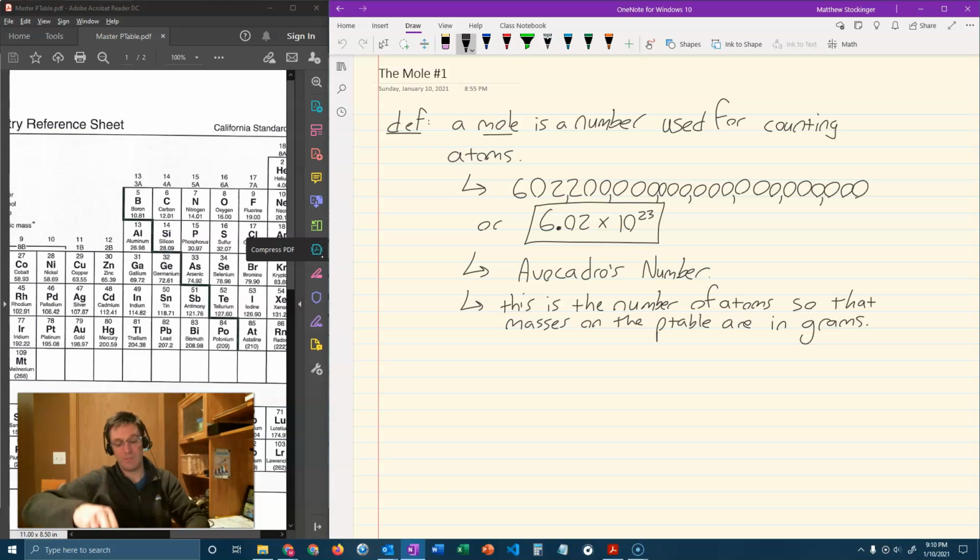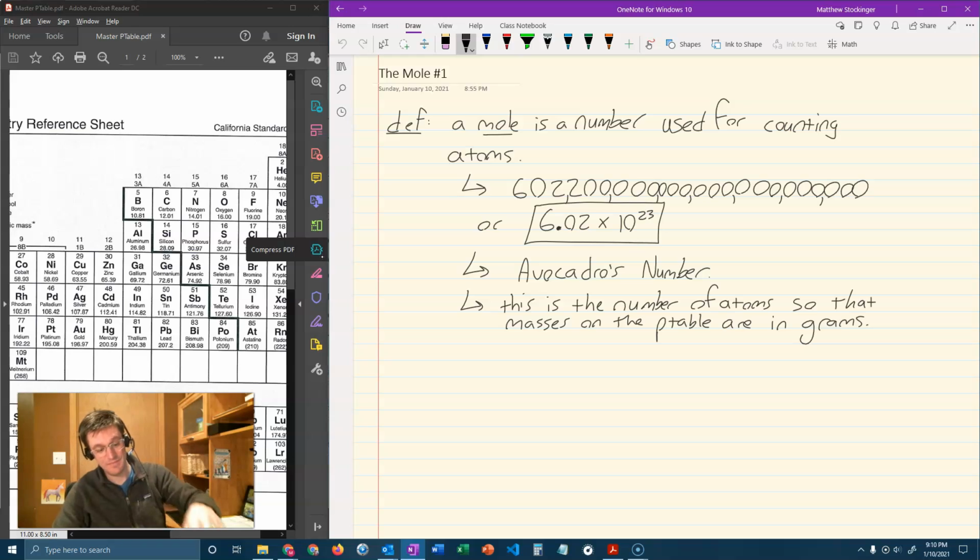Same thing with the mass. This is a lot heavier. This is a lot lighter. And that's because a molecule of sucrose is a lot heavier than a molecule of sodium chloride. So if I had a dozen cars, that would be heavier than a dozen toy cars. A mole of sucrose molecules is heavier than a mole of sodium chloride.